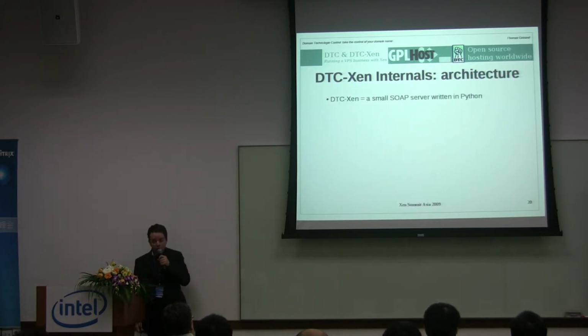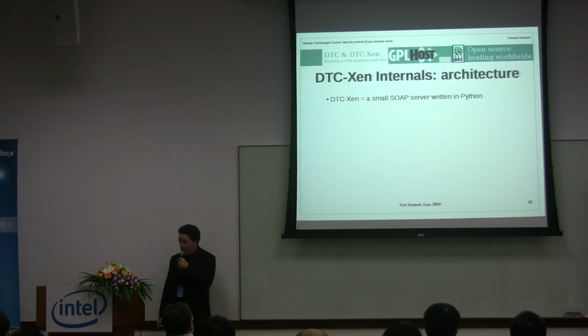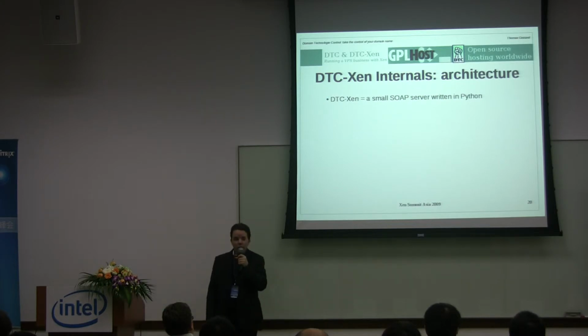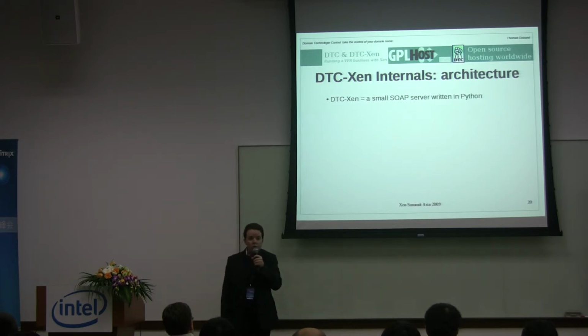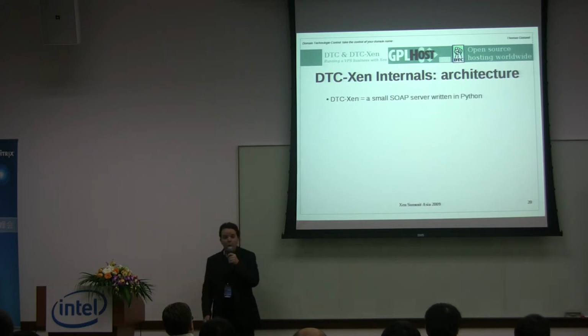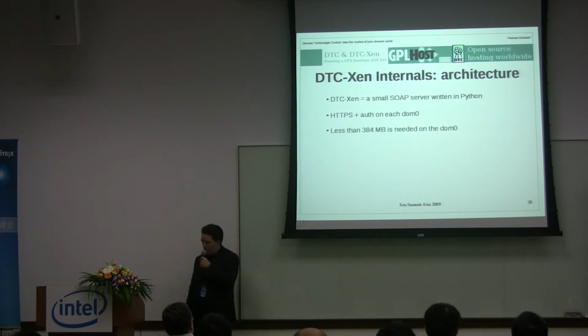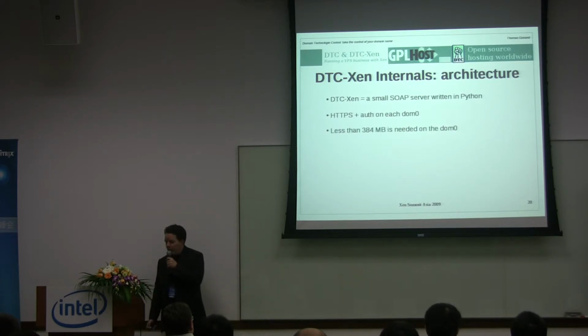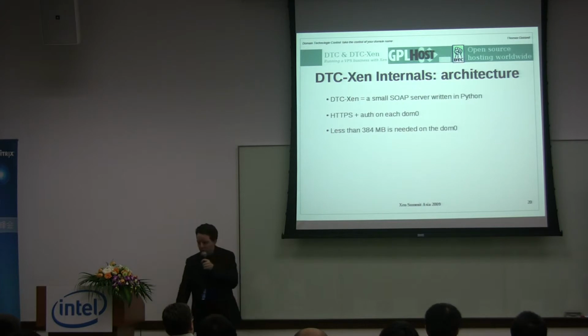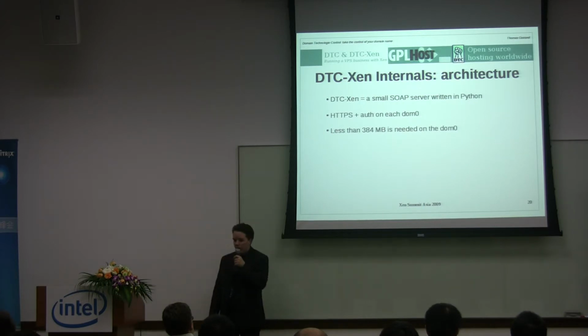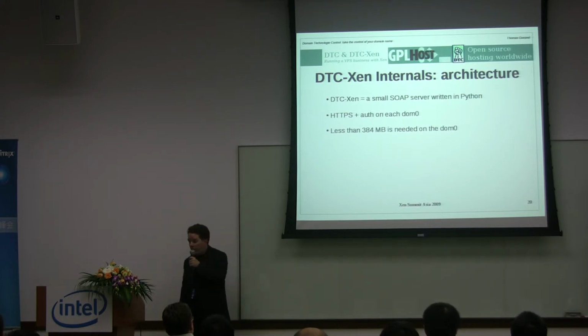A bit of internal technical part here. So as I said earlier, DTC-Xen is written in Python. We've picked up Python because that's the language of choice of Xen. So it keeps the dom0 footprint very small, and it's a very powerful language. So I talked about that already. The footprint is the amount of memory you see on the screen. That's what we are using in production, so it's a proven amount.